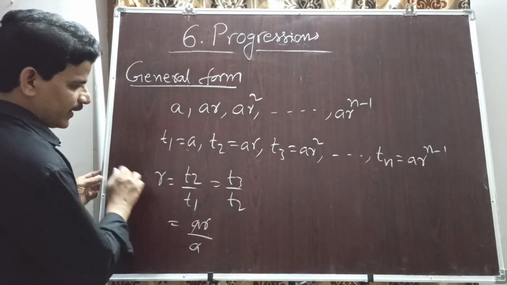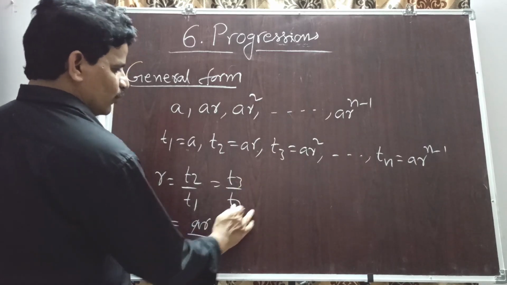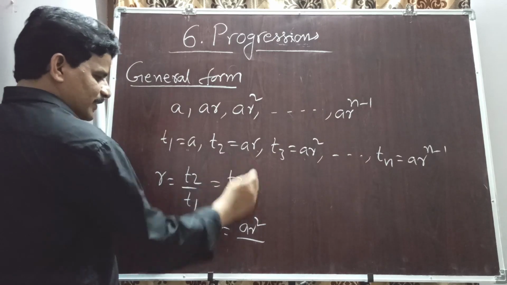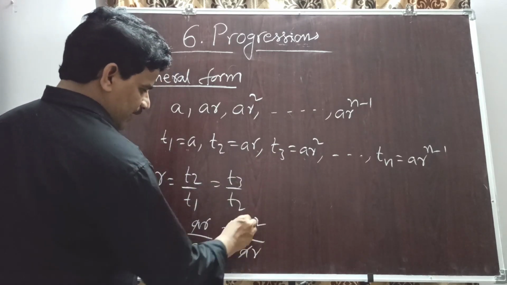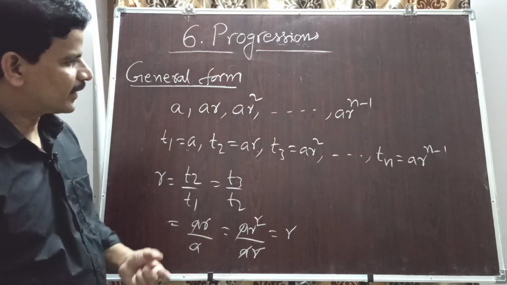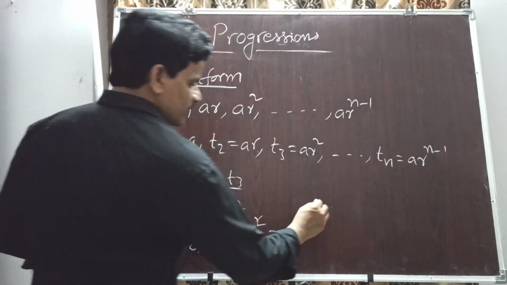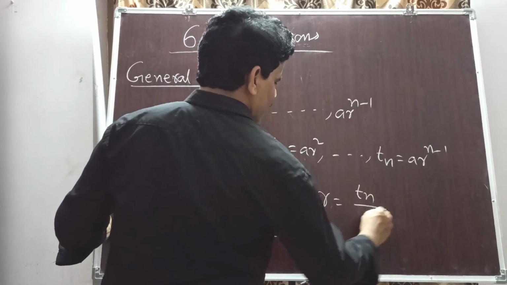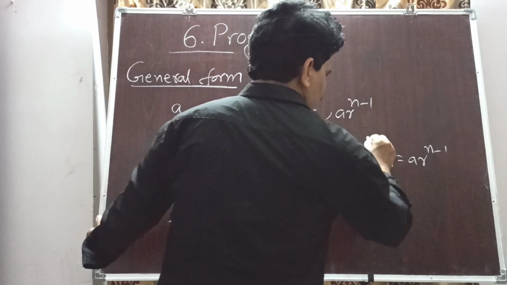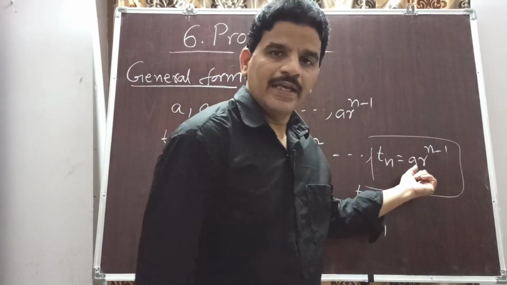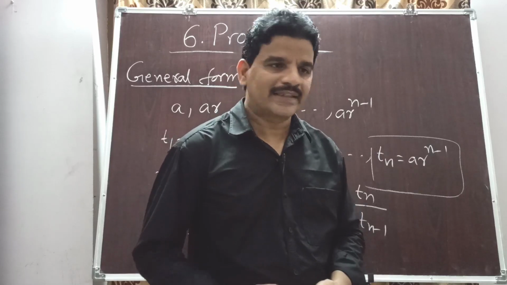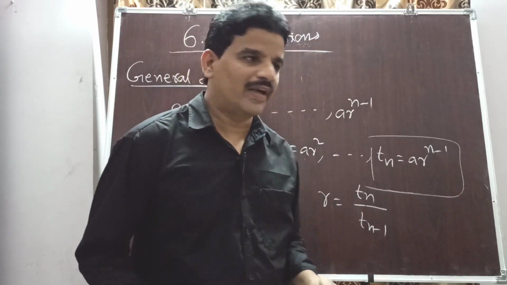a cancels. What are we getting? r. Similarly T3 by T2. What is T3? ar square. By what is T2? ar. a gets cancelled, r cancels. We are getting what? r. So therefore this r is called the common ratio. The common ratio is given by r is equal to Tn by Tn minus 1. So here Tn equal to a into r power n minus 1 is called the general term or nth term of geometric progression. Very, very important.